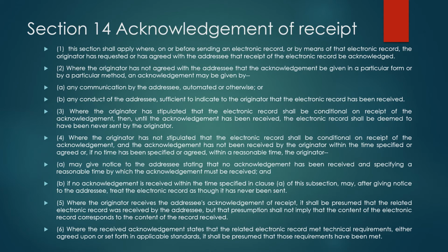Subsections 5 and 6 refer to the presumption as to the electronic record and technical requirements. What is that? Where the originator received the addressee's acknowledgement of receipt, it shall be presumed that the related electronic record was received by the addressee, but that presumption shall not imply that the content of the electronic record corresponds to the content of the record received.